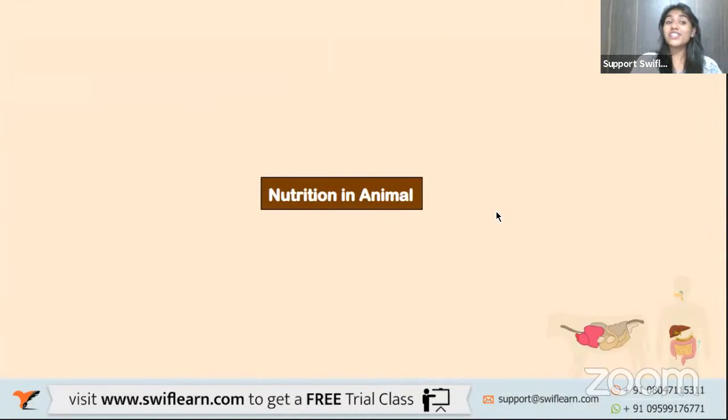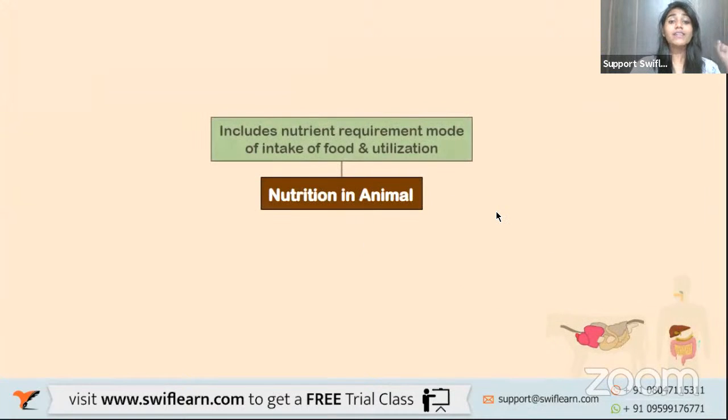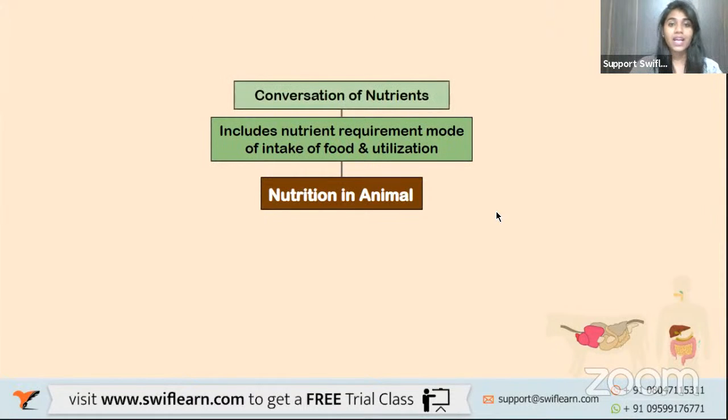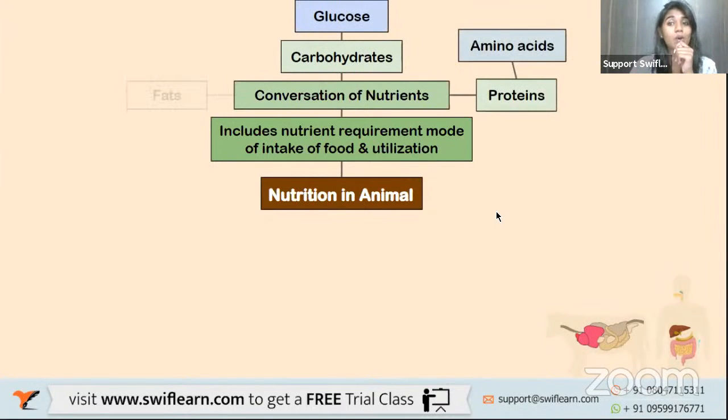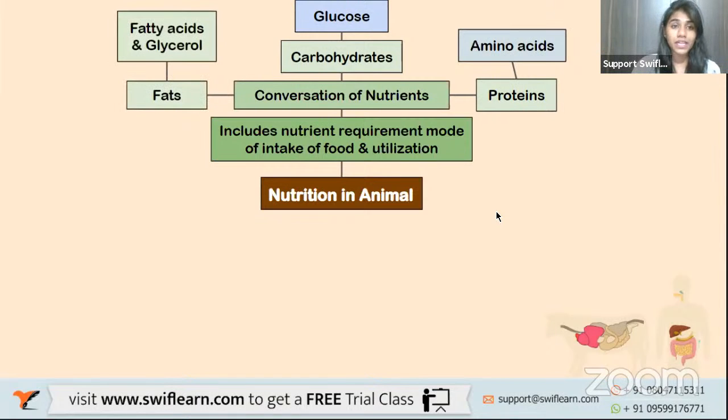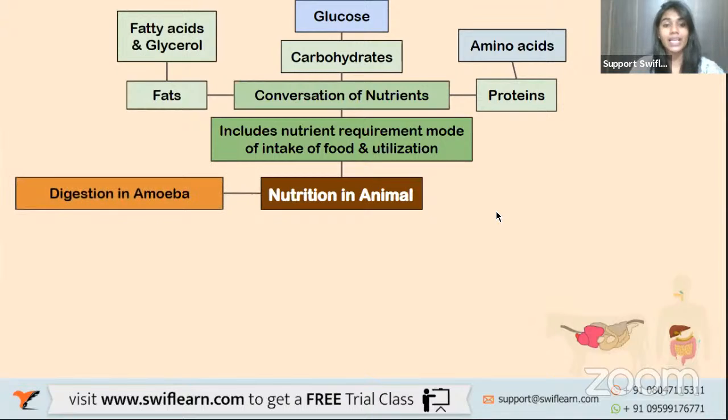So a quick revision of what we learned today. We learned nutrition in animals. We learned the process, the how conversion of nutrients happens. Like we learned carbohydrates are converted into glucose, proteins are converted into amino acids, fats are converted into fatty acids and glycerol. That's all about human digestion. We also learned about the digestive process, right? Your mouth, esophagus, stomach, large intestine, small intestine, rectum, anus, and all their functions.